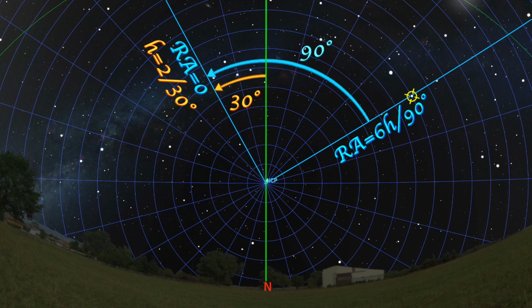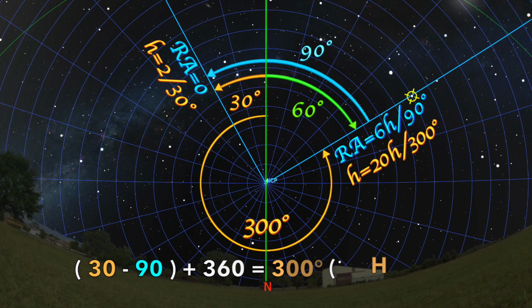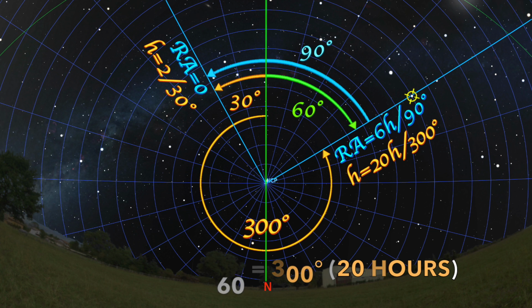Since the vernal equinox is currently located 30 degrees westwards of the meridian, the star will have an hour angle of 300 degrees or 20 sidereal hours. This is calculated by subtracting the hour angle of the vernal equinox, which is 30 degrees, from the longitudinal separation between the vernal equinox and the star, which is 90 degrees, which results in negative 60 degrees. Since the hour angle coordinate is measured using positive numbers only, we need to add 360 degrees in order to arrive at a positive result of 300 degrees or 20 hours.